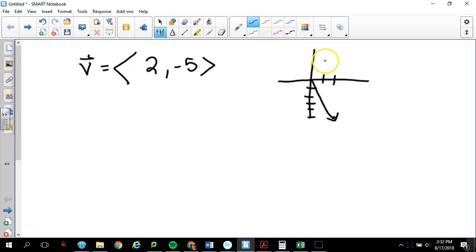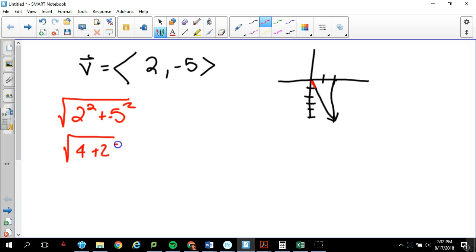Okay, so if I was trying to find the unit vector, what that means is I have to figure out this magnitude right here is a big number. I need to make it be equal to 1. So I need to find a vector that's going in the exact same direction but has a magnitude of 1. So I have to find the magnitude first of this vector. So I have to go 2 squared plus (-5) squared, and then that's going to get me 4 plus 25, which gets me the square root of 29. I can't simplify square root 29 any further, so I'm going to leave it at that.